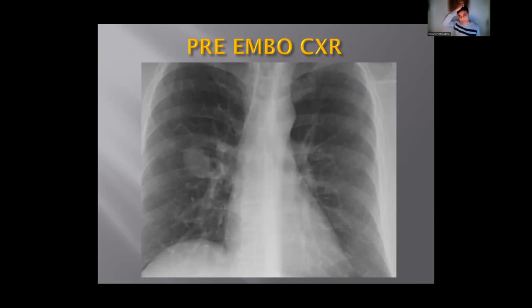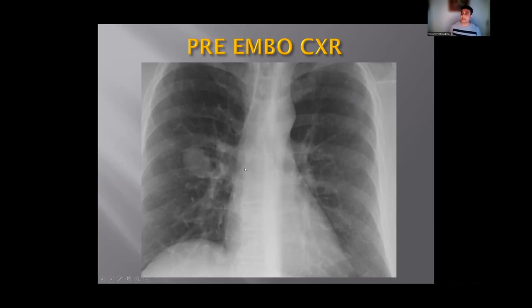This is what an X-ray would look like of somebody who has a big AVM. This is the heart. This is the AVM. On a chest X-ray, we just cannot confirm that this is an AVM. This looks like any mass. So that's why, as Dr. Apperley mentioned, we need to do a CT to confirm and document and characterize the AVM.